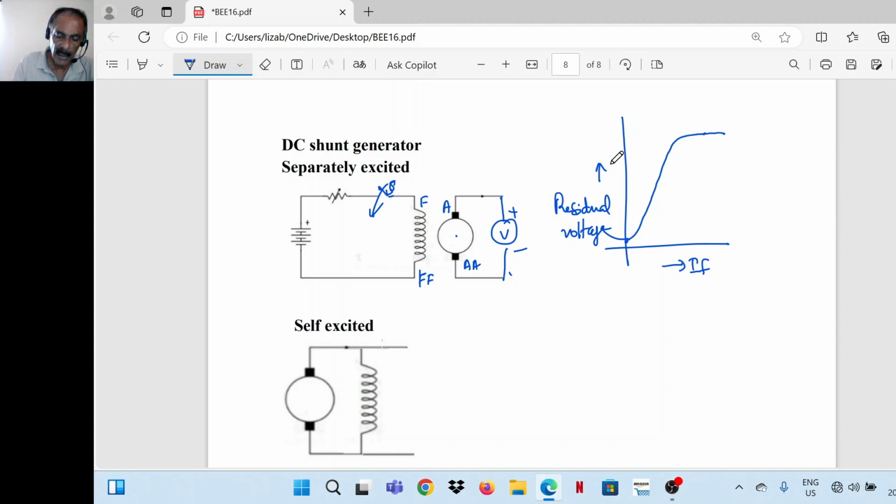This is field current, and this is open circuit volts, OC volts. This is called the OCC, or open circuit characteristics, of a DC generator.